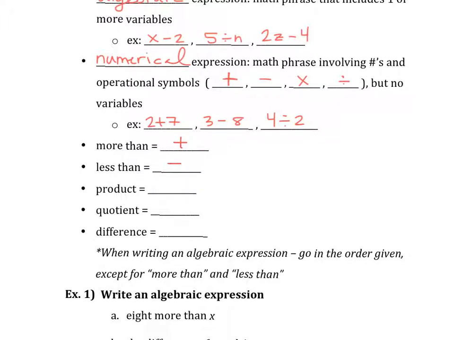What's product representing? Yeah, Jada. Multiplication. If we said the product of two numbers, we were saying to multiply those two numbers. And then quotient is division. And then difference, this is one of them that's already up there. The difference between x and 3. Yeah, that's subtraction again. If we talk about difference between, we're talking about subtracting two things.